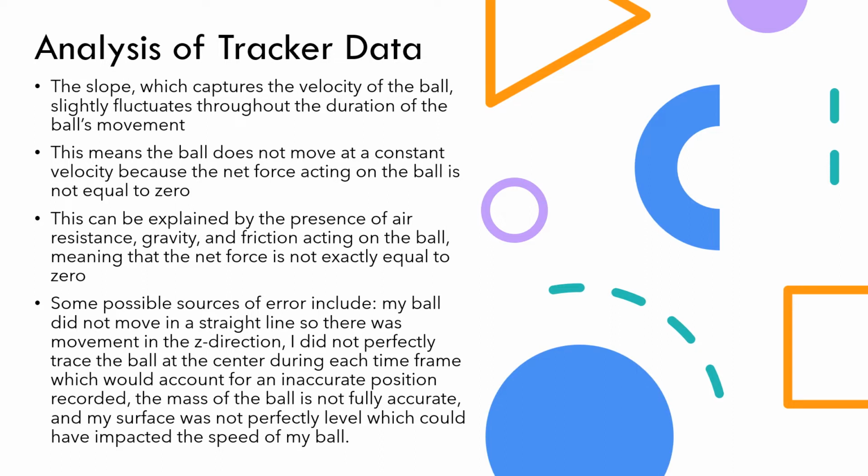This means the ball does not move at a constant velocity because the net force acting on the ball is not equal to zero. This can be explained by the presence of air resistance, gravity, and friction acting on the ball, meaning that the net force is not exactly equal to zero. Some possible sources of error include: my ball did not move in a straight line, so there was movement in the z direction. I did not perfectly trace the ball at the center during each time frame, which would account for an inaccurate position recorded. The mass of the ball is not fully accurate, and my surface was not perfectly level, which could have impacted the speed of my ball.